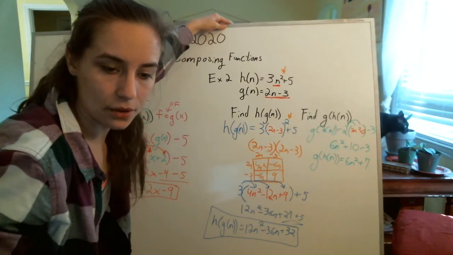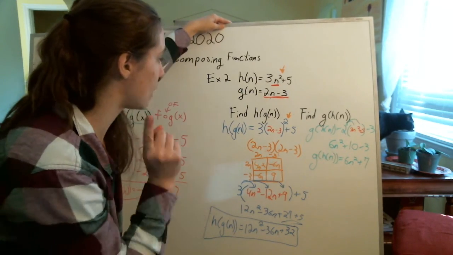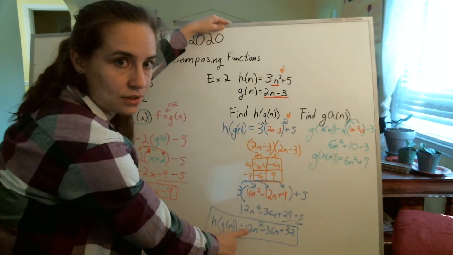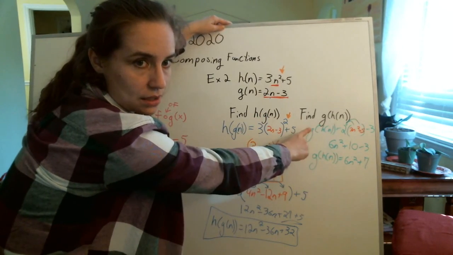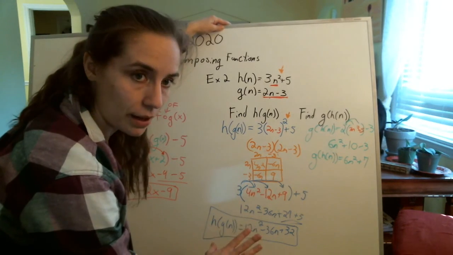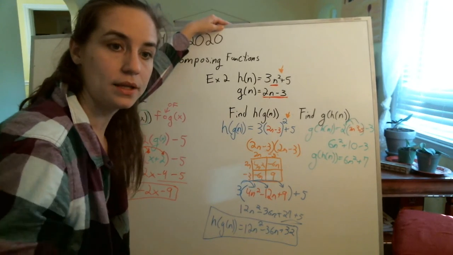Okay, so it's all about the location of that squared. And you can tell it also matters what order. If I plug g into h, I get this answer. But if I plug h into g, I get this answer. So they're not the same. But they're not math you don't know. We have done this before. If you do need help, just let me know.